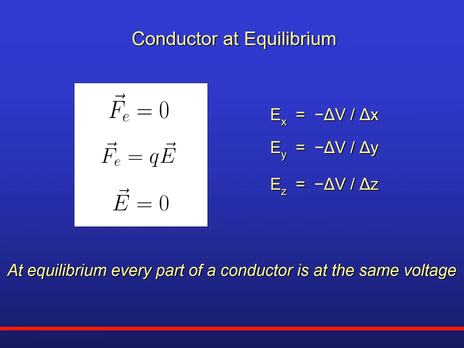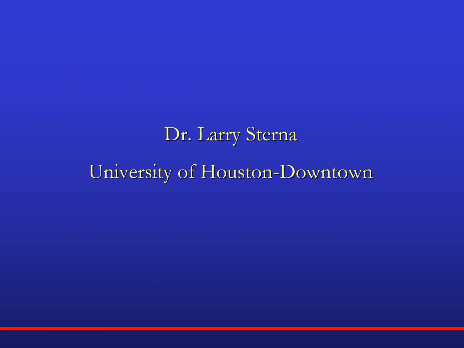And how does a conductor reach equilibrium? Well, as talked about in a previous video, because charge can move. So if you put an electric field on a conductor, charge will move. If it reaches equilibrium, the electric field must be zero. That's the introduction to electric potential or voltage, and how it relates to the field.